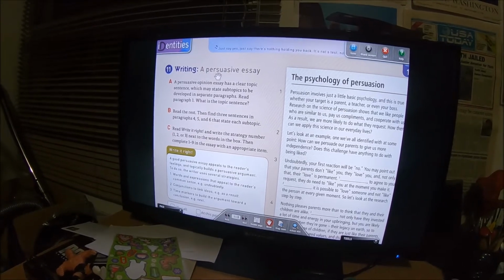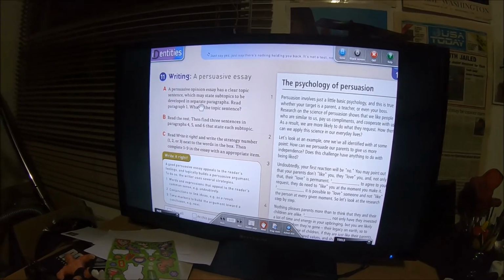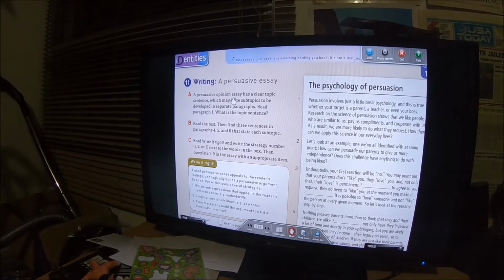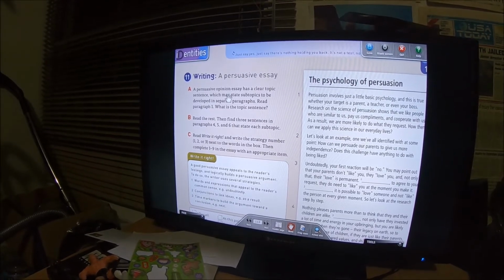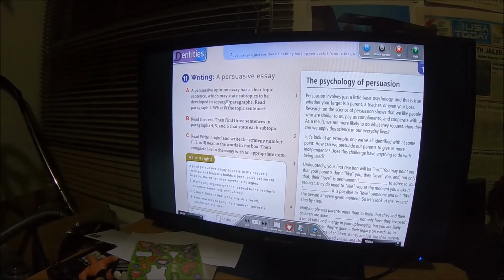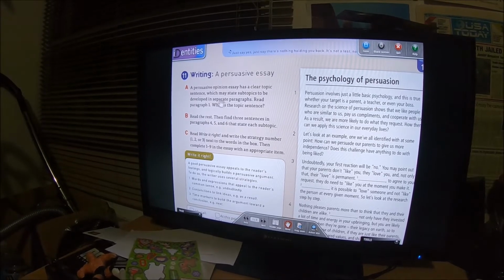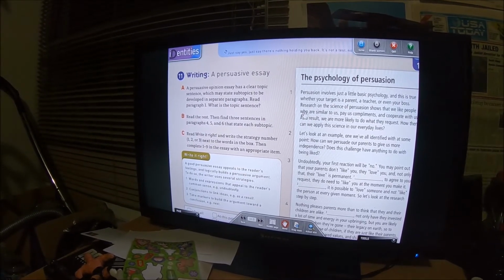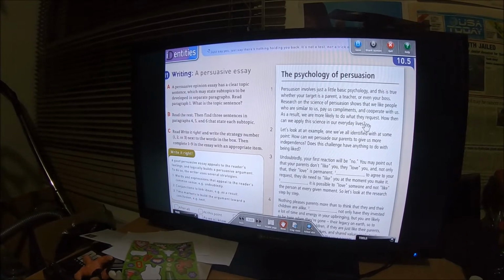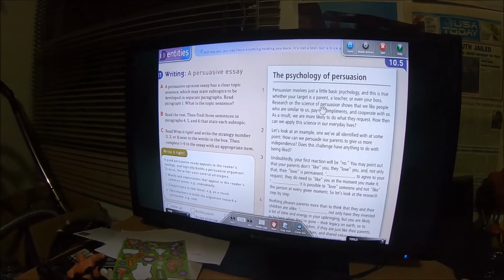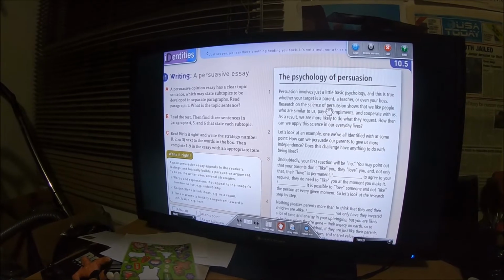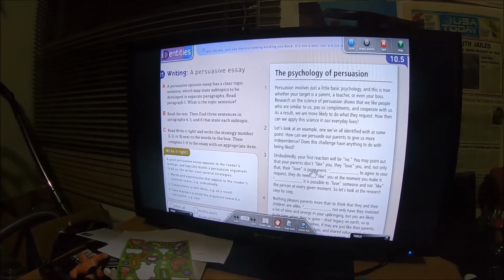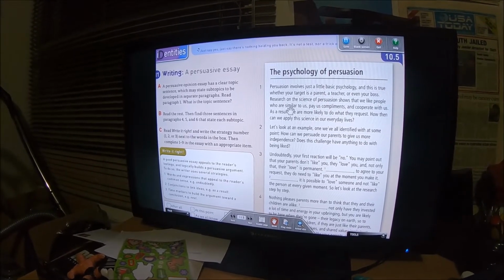It says, writing a persuasive essay. A persuasive opinion essay has a clear topic sentence, which may state subtopics to be developed in separate paragraphs. Read paragraph 1. What is the topic sentence? As it says right here, guys, it has to have a topic sentence, and it's going to have some subtopics which will go on to the next paragraphs. So let's look at the first one.